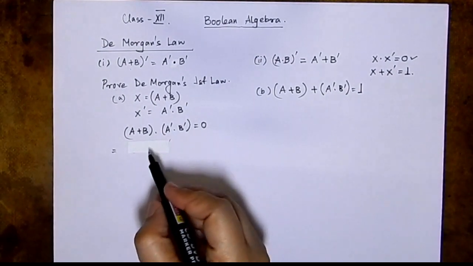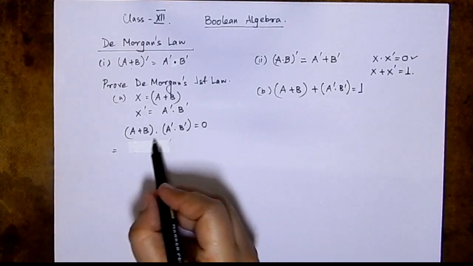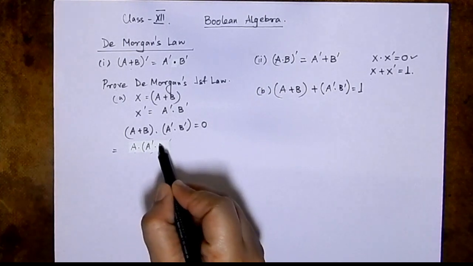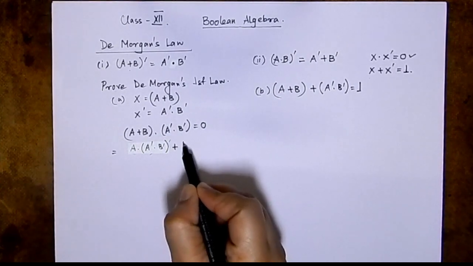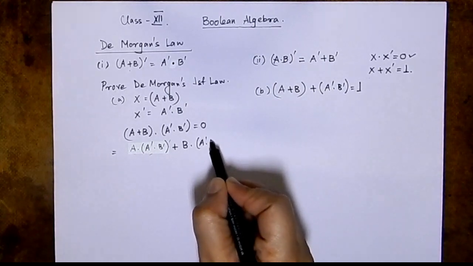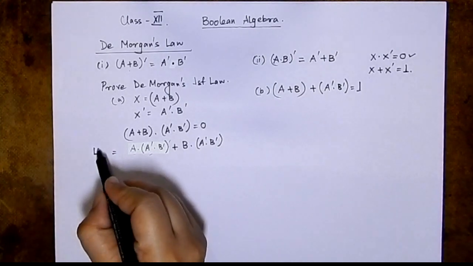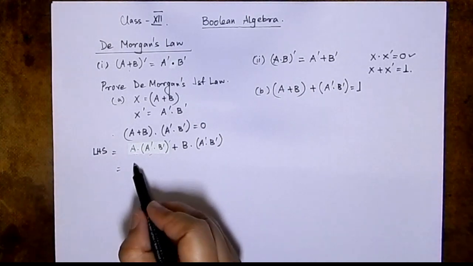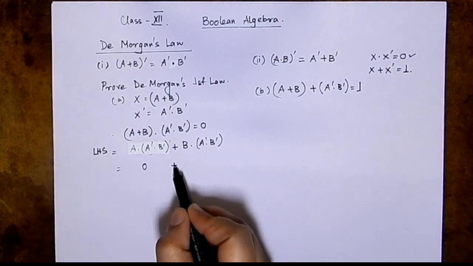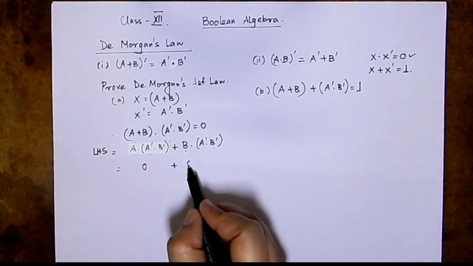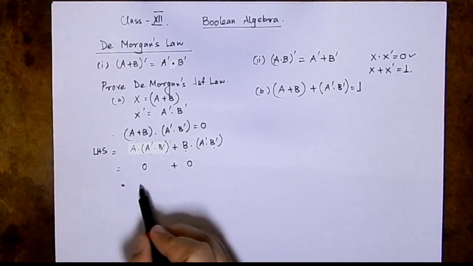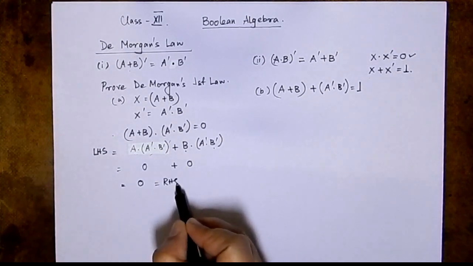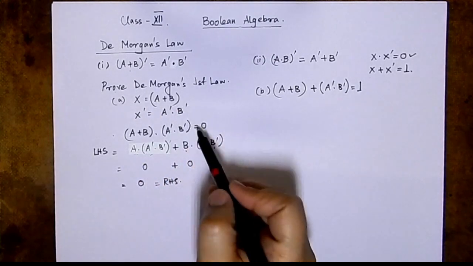If we take this equation and apply the distribution law to it, then you will get a dot a dashed dot b dashed plus b dot a dashed dot b dashed. This is the LHS of this equation. So a into a dashed is 0, so this term becomes 0, and again b into b dashed is also 0, so this term also becomes 0. So you get a 0 at the end, which is equal to the RHS. So this condition is proved.